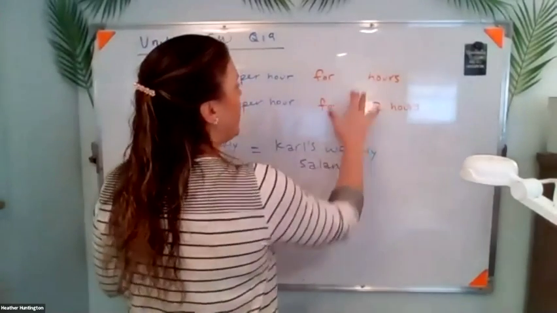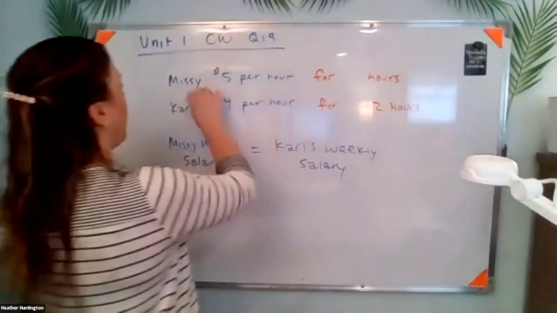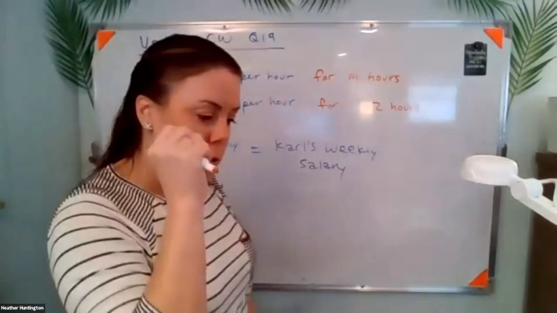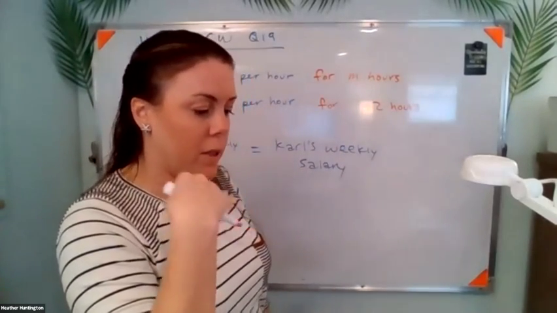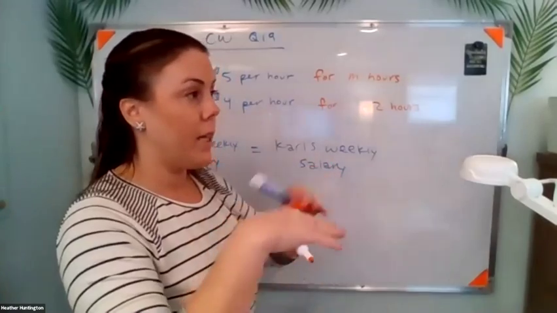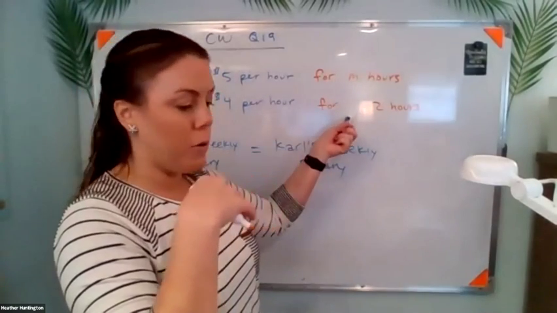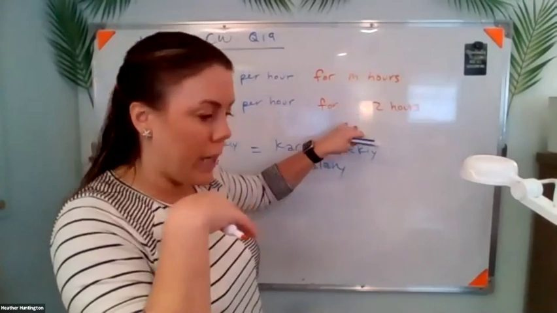Actually, I'm going to use M instead of X because that'll help remind me that it's Missy's hours. But Carl's hours are related to Missy. So it's unknown, but it's not 100% unknown. It's just Missy's hours plus 2. So you want to use that relationship.